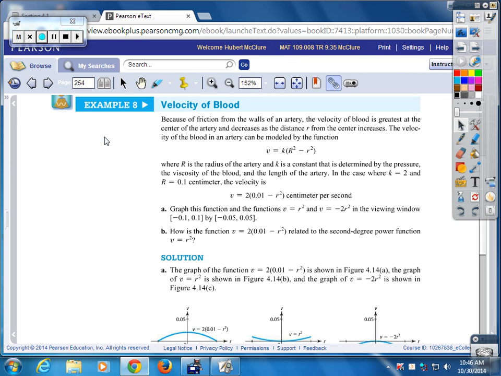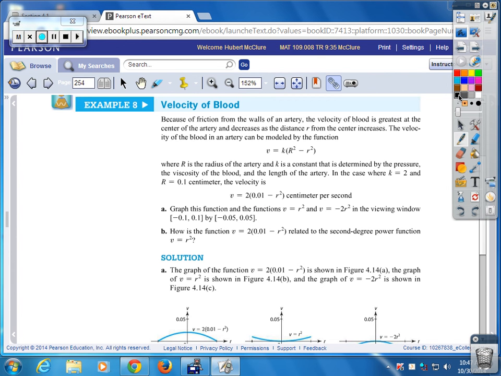I don't know. But plug and chug. K is equal to 2 and R is equal to 0.1. And that's big R. Now it says graph this function and functions v is equal to r squared and v is equal to negative 2r squared in the viewing window. You don't have to do that because all they're asking you is, first of all, you need to turn this around, and that would be 2 times negative r squared plus what? 0.01. That's the first thing I would do. I would turn it around because nobody knows what this means.